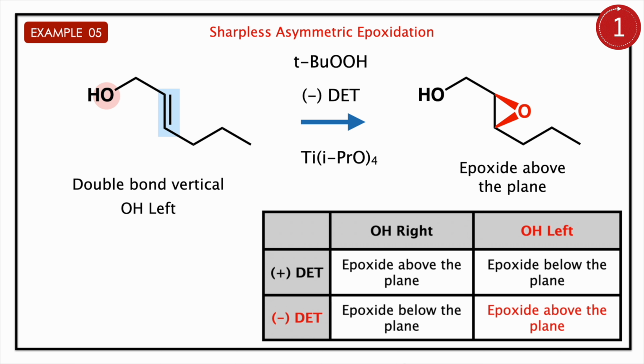The concept you have to learn here is that the starting material is given to cause confusion, like a trans structure, but you always focus on the basics. Bring the alkene vertical, OH above, plus DET or minus DET. Find the final product.